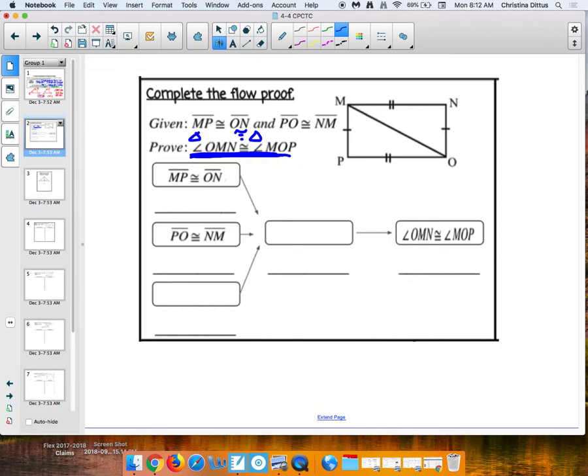Okay. So let's go through this. Like I said, the first chunk shouldn't be bad. Why do I know that MP is congruent to ON? It's given. That says right here. Let's make sure that's marked. Why do I know PO and NM are congruent? It's also given. Make sure that's marked.